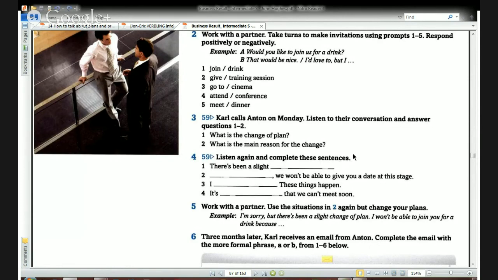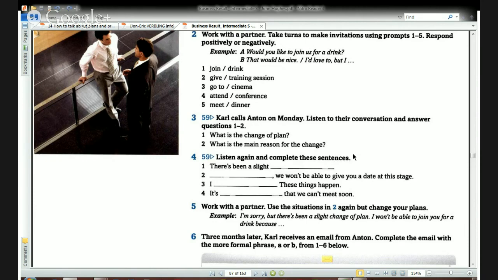Okay, we're going to listen a second time. This time I want you to focus on the details. I'd like you to fill in those 4 missing expressions in exercise 4. So listen carefully. Here we go.